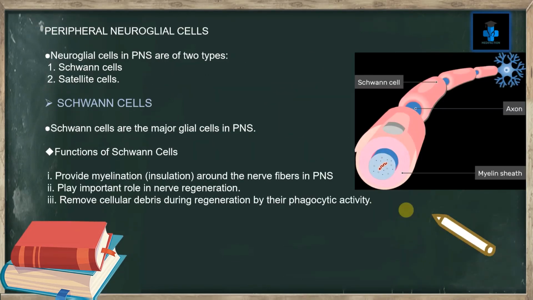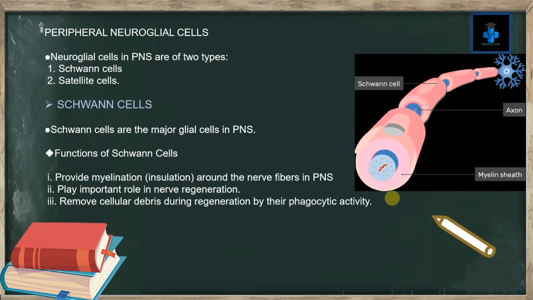Now let's move on to the peripheral neuroglial cells. Neuroglial cells in the peripheral nervous system are of two types. First one is the Schwann cells. The next one is satellite cells. Schwann cells. Schwann cells are the major glial cells in the peripheral nervous system. So this blue colored one is the axon, and here you can appreciate the Schwann cells.